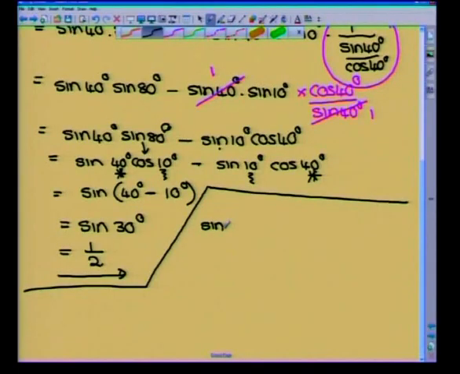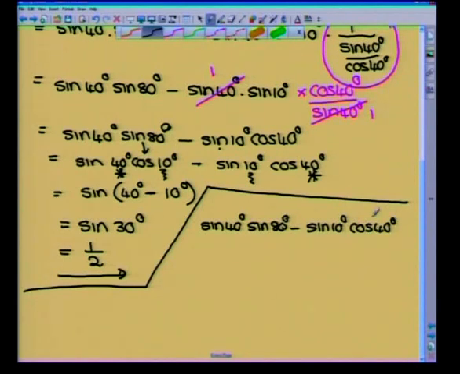Just for a matter of interest, I want to stop for a few seconds and talk about an alternate solution. If I go back here to sine 40, sine 80, minus sine 10, cos 40.